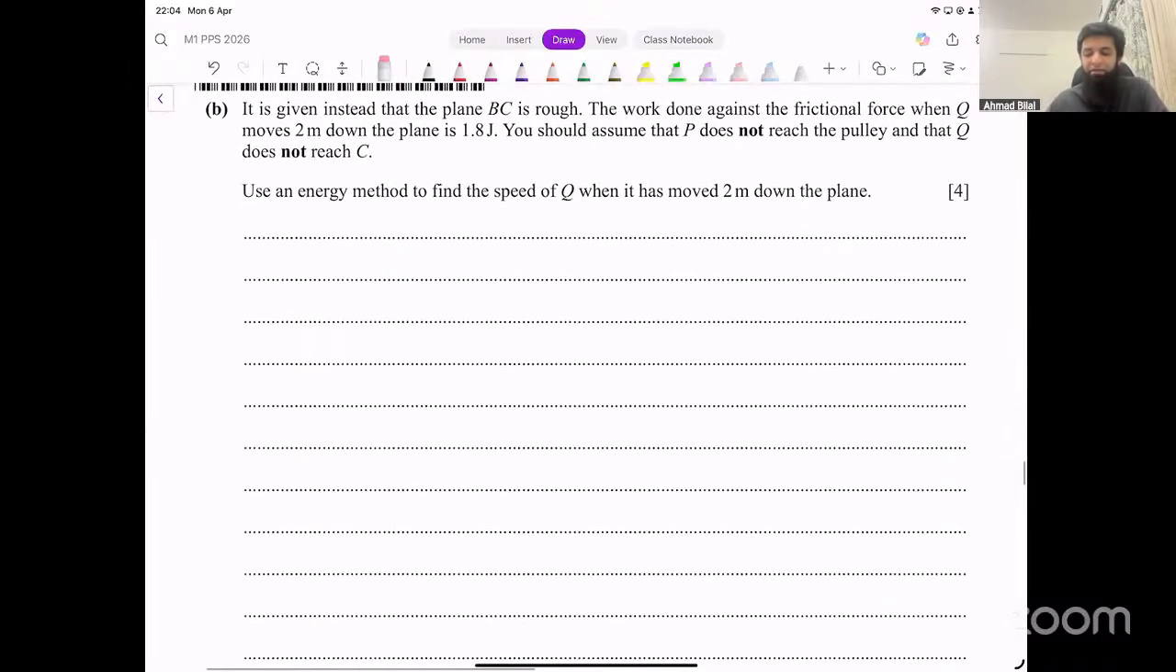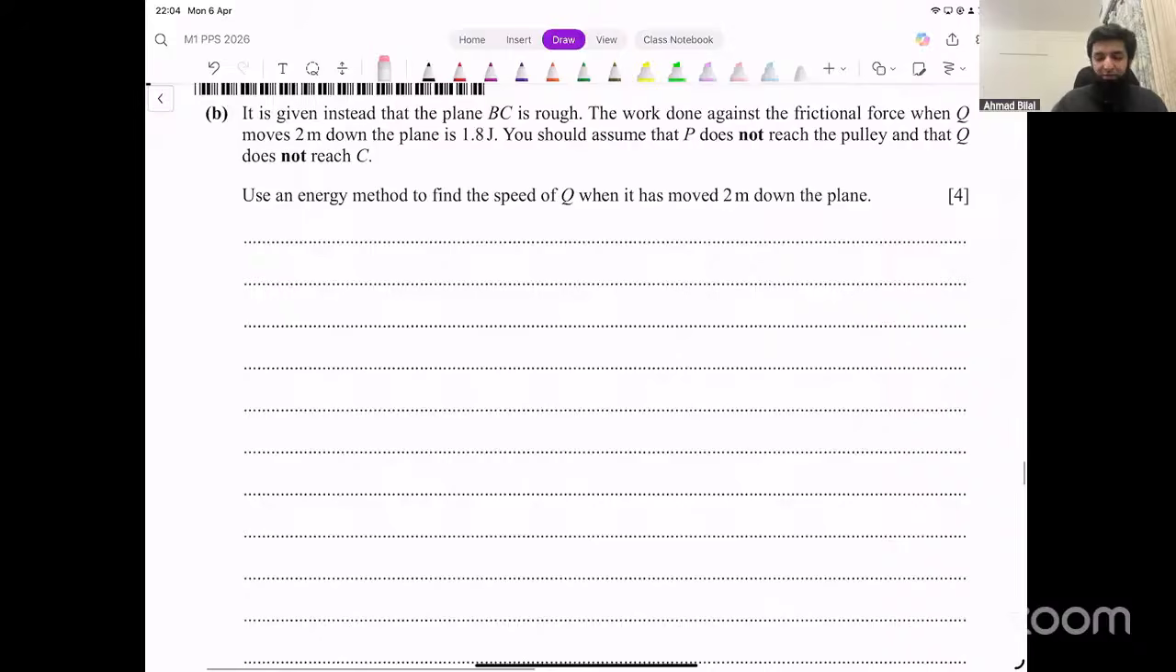The work done against the frictional force when Q moves 2 meters down the plane is 1.8 joules. You should assume that P does not reach the pulley, so there's no collision with the pulley, and that Q does not reach C, so Q also does not reach the ground. Use an energy method to find the speed of Q when it has moved 2 meters down the plane.